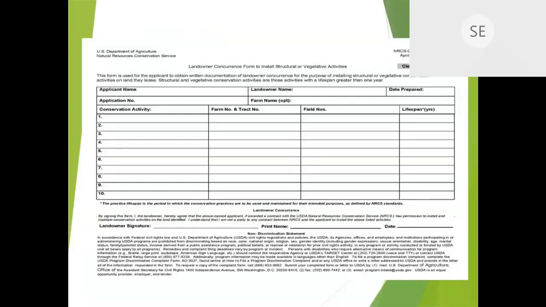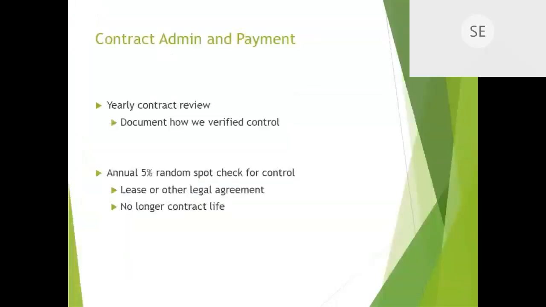So here is our concurrence to install structural or vegetative practices. Pretty straightforward. Tells you that these are all practices with greater than 1 year lifespan. It also says that we have the intent that these practices will be maintained for their lifespan, which again I go back to there's only so much we can do outside of the contract period. We list everything on here and their lifespans and what the practice name is, and essentially that's what the landowner signs and prints and dates. This is a new form for this year that they've come out with because of this policy change. So it's very much simplified the process.